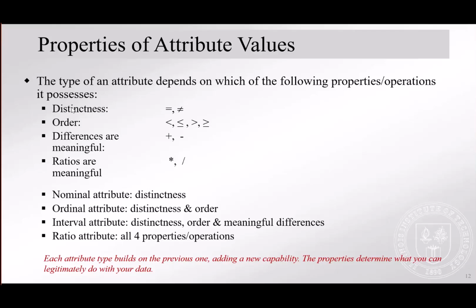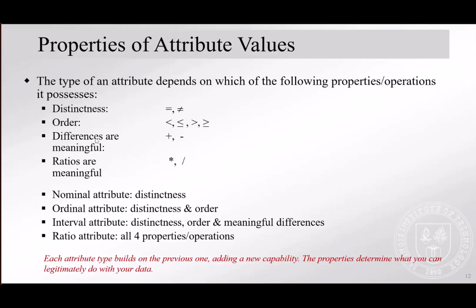First, distinctness. Can we say two values are equal or not equal? This gives us the operation equal or not equal. Every attribute type has this property. We always need to distinguish whether values are the same or different, right? Second, order. Can we arrange values in sequence? This gives us the comparison operations, less than or equal, greater than or equal. Some attributes have this, some don't.